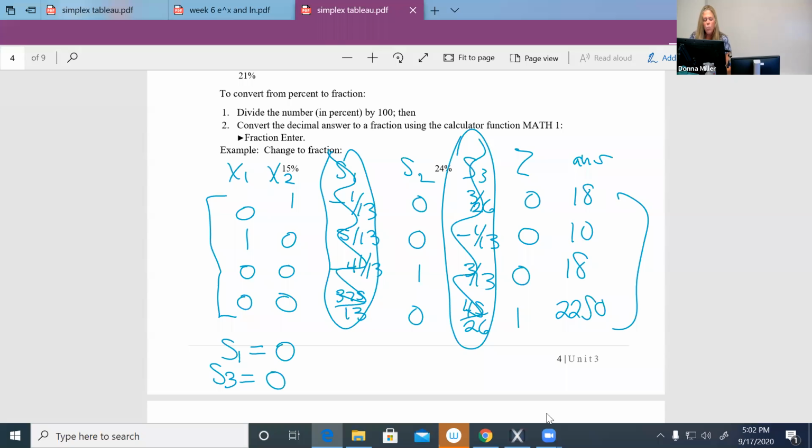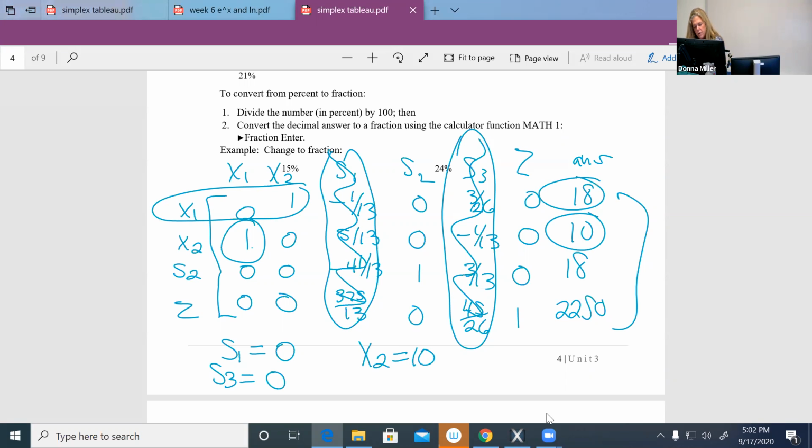Okay? Now, with the zeros and ones, each one's going to correspond to something. So when I look at this, what's left, let me write these in order. So this is X1, X2, what do I have left? S2 and Z, right? Okay. So if I look at this row, this tells me that X2 is 10. And if I look at this, this is X1. X1 is 18, right? S2 would be 18. It's this, and Z is 2250.